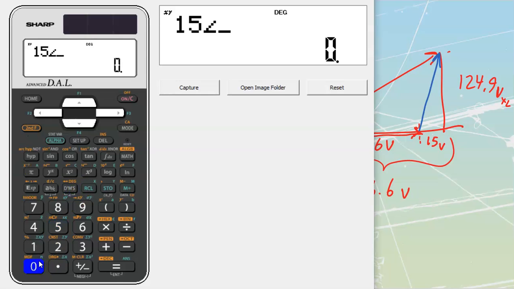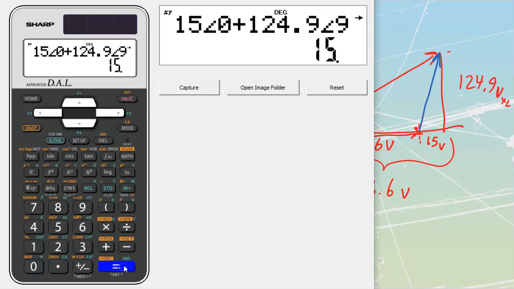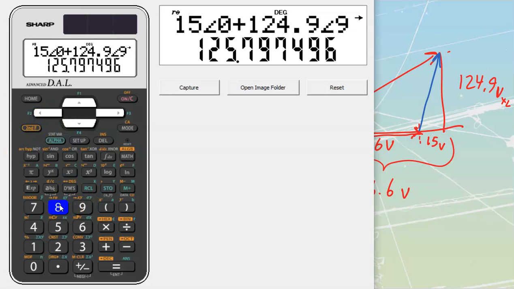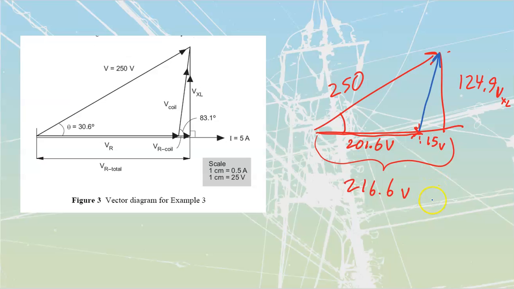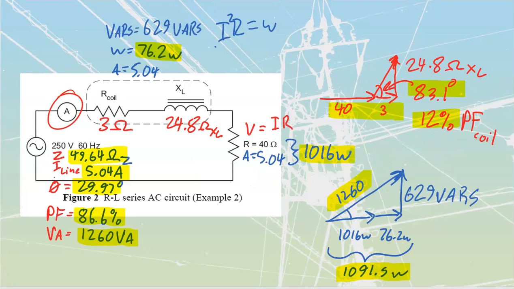15 angle 0 plus 124.9 angle 90 equals a value of 15. Now it's still in XY, so it's just spitting back the same values that we have over here. So what we're going to do is a conversion. Gives me a total VA of 125.8 at an angle of 83.1. That's what we're looking for over here, 125.8 at an angle of 83.1 degrees over here.